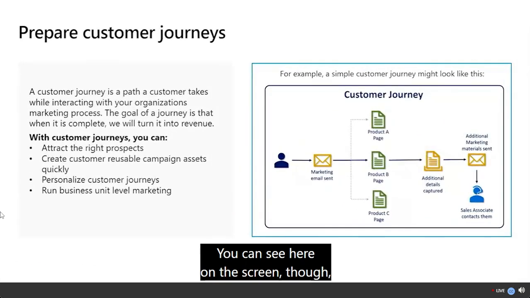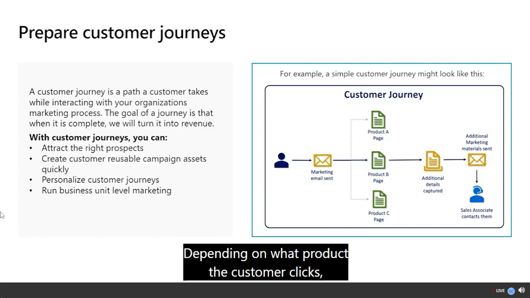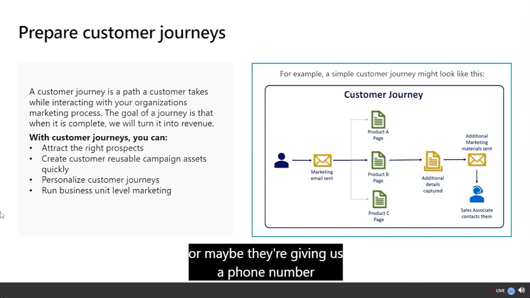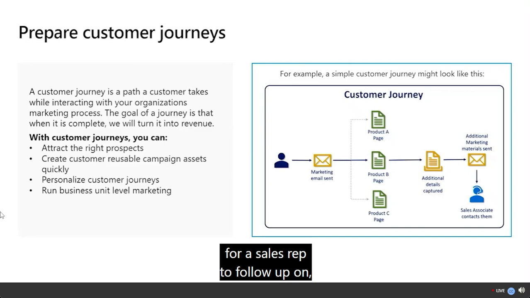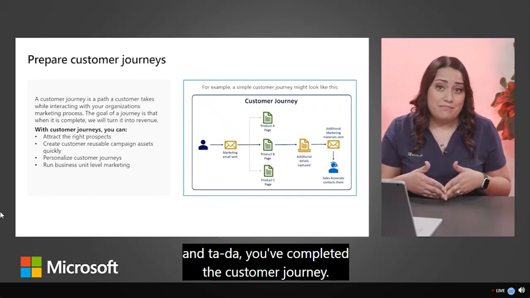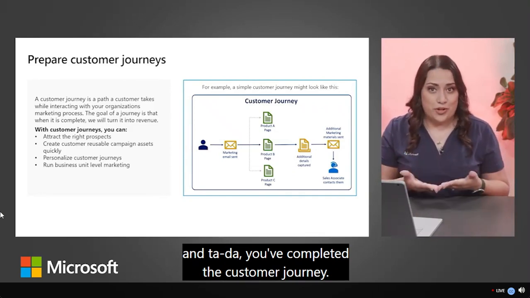You can see here on the screen, though, we have an extremely simple customer journey. What we have is that potential customer is opening some type of an email, and that email has links to different product pages. Depending on what product the customer clicks, they're going to be redirected to a landing page where they can request additional information. They're going to provide information that we can then use to customize additional marketing material, or maybe they're giving us a phone number for a sales rep to follow up on. And hopefully that sales rep is going to then make a sale. And ta-da, you've completed the customer journey.